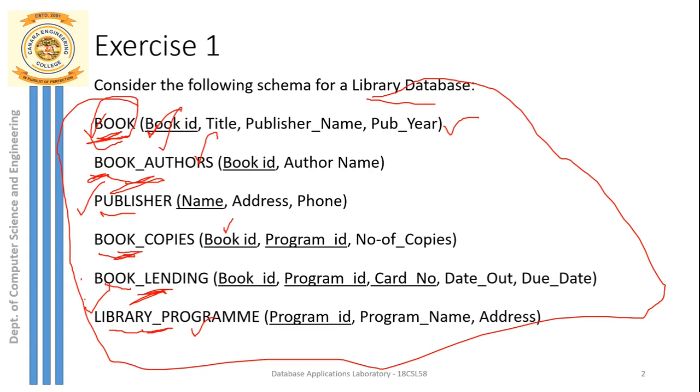Every table has different attributes. The attribute is nothing but the property of an entity, or you can call these attributes different columns in the table. The first column is book ID. The second column in the book table is title. The third column is publisher name, and the fourth column is publication year. So the book table contains a total of 4 columns.